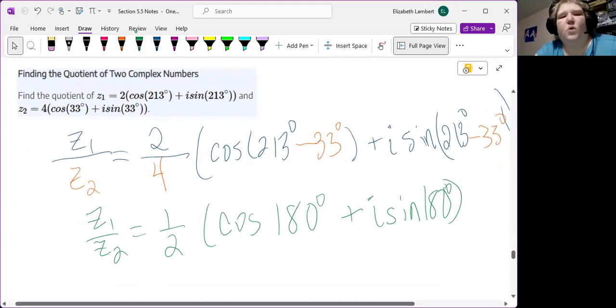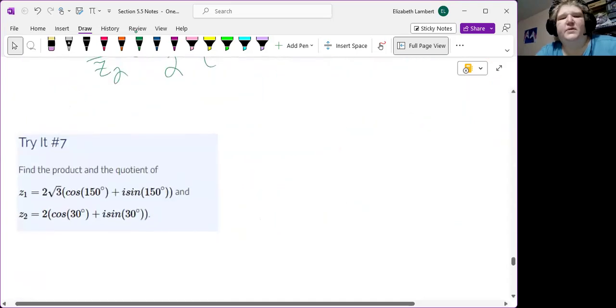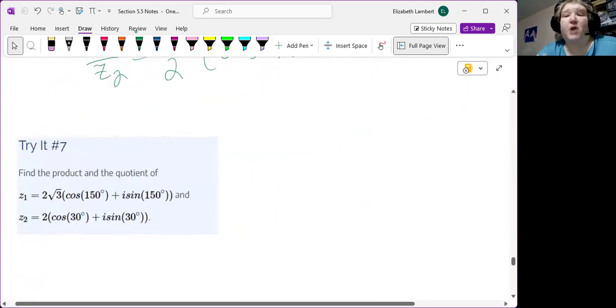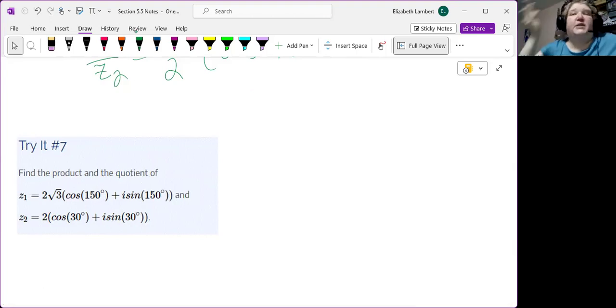All right, one more example. This one, they're giving us two numbers and they want the product and the quotient. So I figured we'd do this one, A, extra practice, and B, I have no idea what the answers are. Maybe they'll look interesting. Probably not, but maybe.